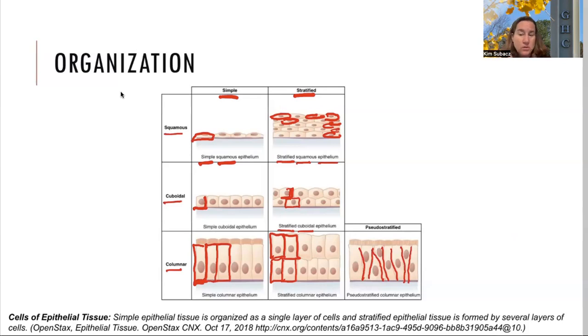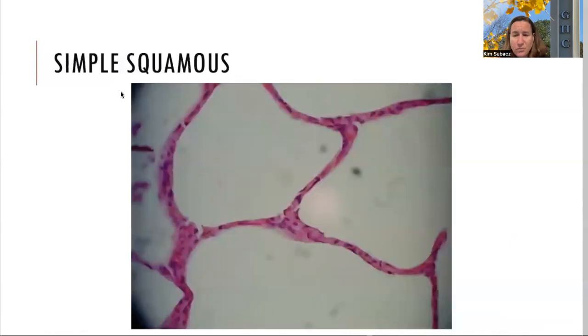So simple or squamous. Simple or squamous are their layers. Our first stop is going to be our simple squamous. And for this, for us at Georgia Highlands, we need to be able to recognize that this is simple squamous. So these are going to be real thin. Look how thin these guys are, real thin, little guys, kind of pancaked together.